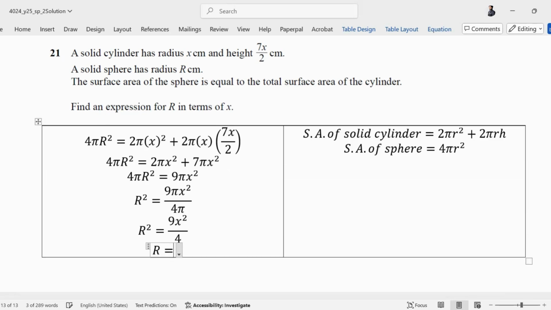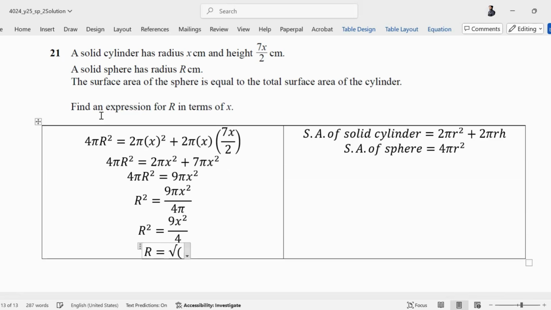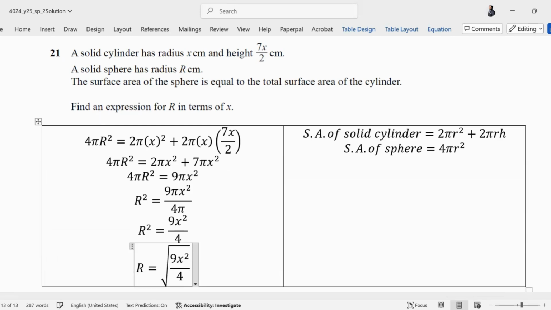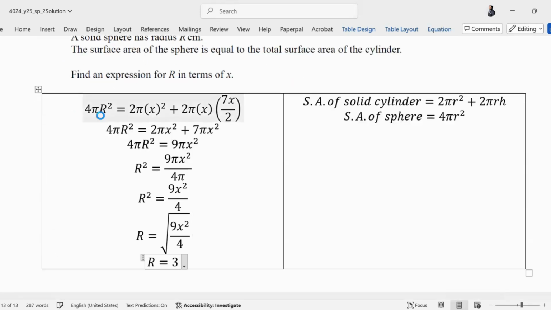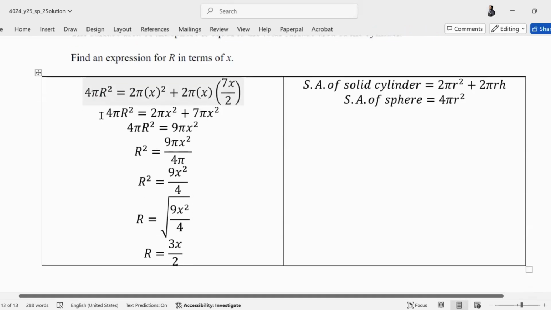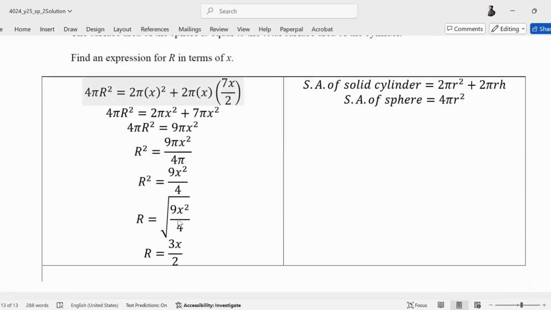I take the square root on both sides. So the square root of 9x square upon 4 is 3x upon 2. So this is how I can find an expression for r in terms of x. This was question number 21. Question number 22.